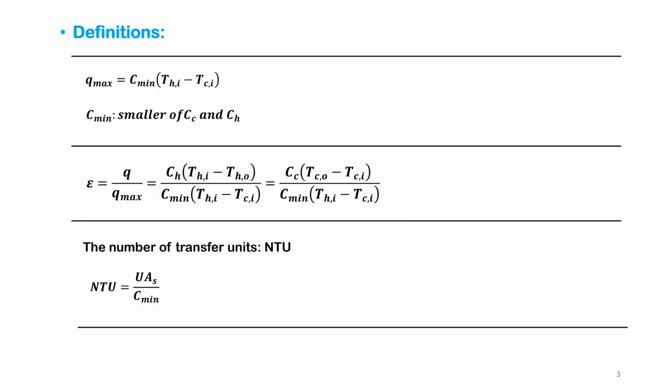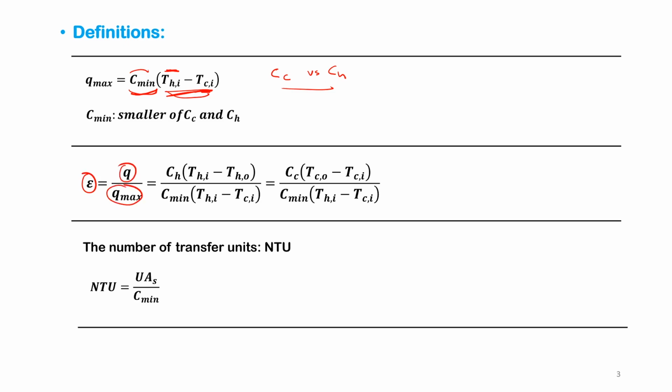Q max is defined as the minimum of C cold versus C hot. You compare the capital C cold and capital C hot, and whichever is minimum, you use that one and multiply it by T hot in minus T cold in. This is the maximum temperature difference. So C min is the smaller of these two quantities. Then the effectiveness is defined as Q over Q max.